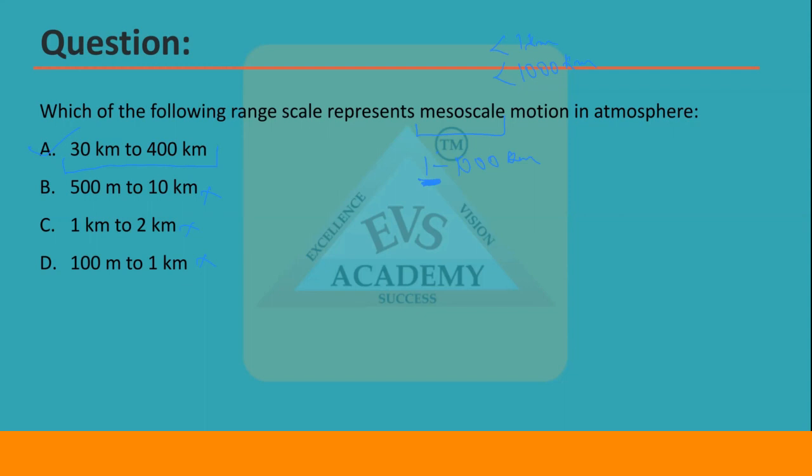I hope this is clear to you all. That's why we are not selecting option C, because that is in a very narrow range, and also on the very initial side of the mesoscale motion. So the better option for the right answer would be option A, which is in the range of 30 kilometers to 400 kilometers.